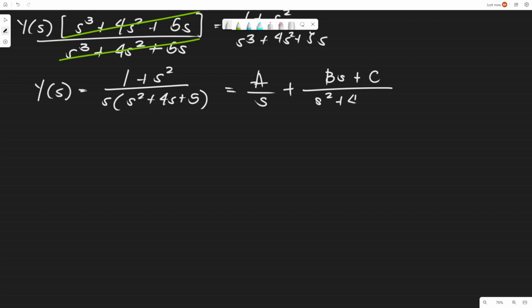So, ayan. Sir, di ba pwede factor out? Not factorable na po kasi si s squared plus 4s plus 5. No? So, yan na talaga siya. So, we need to adhere with this form. No? So, game, we have here 1 plus s squared.